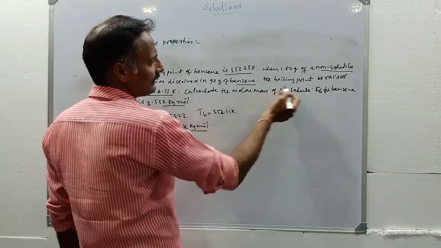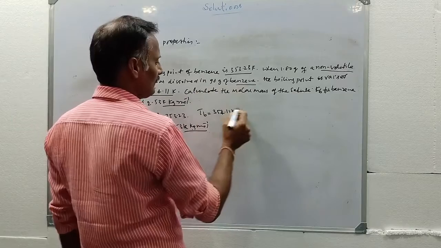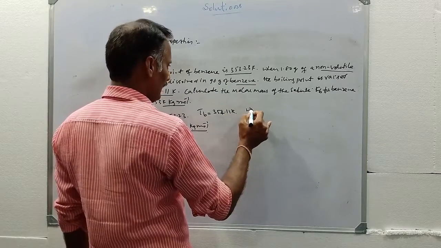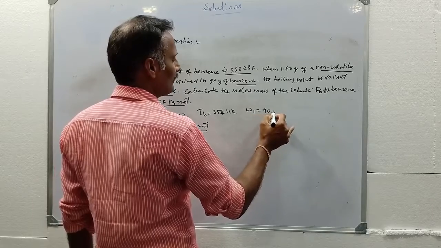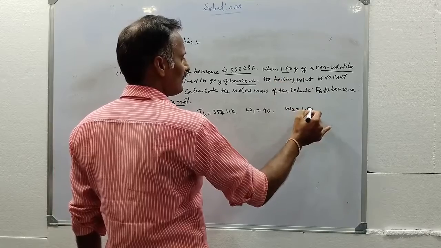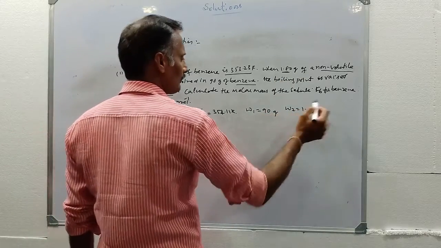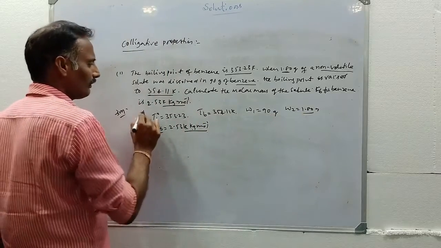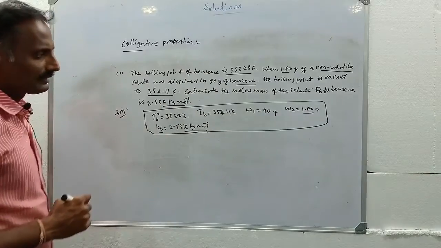One more data given is 90 gram of benzene. That is W1, and W1 equals 90 gram. And what is W2 here? How much solute is added? The solute added is 1.80 gram. This is the data given in the problem. By using this data, you find out the molecular mass of the solute.